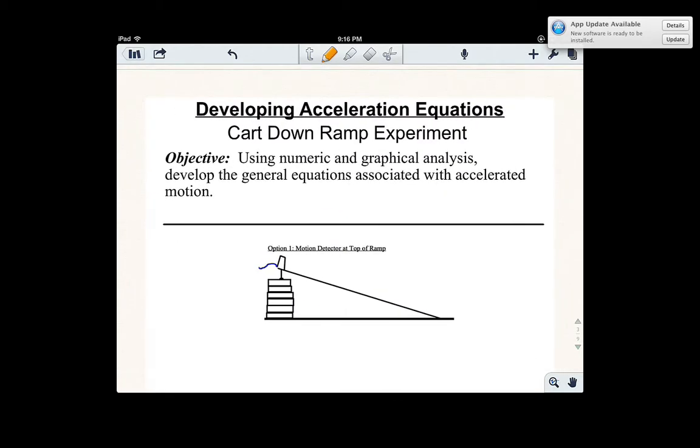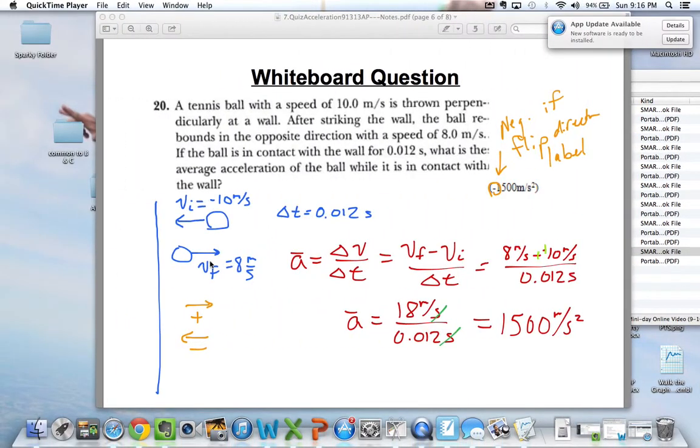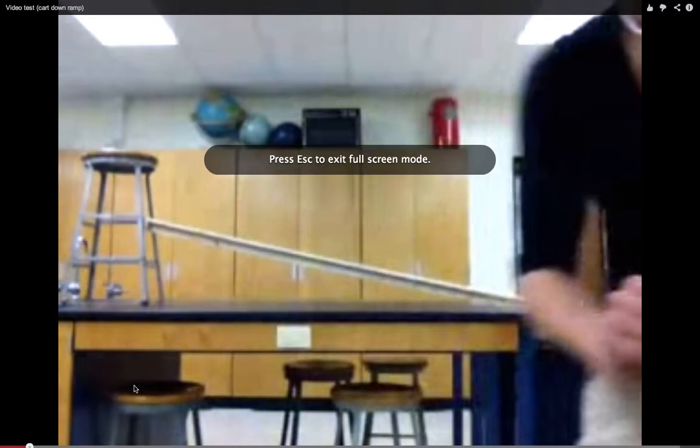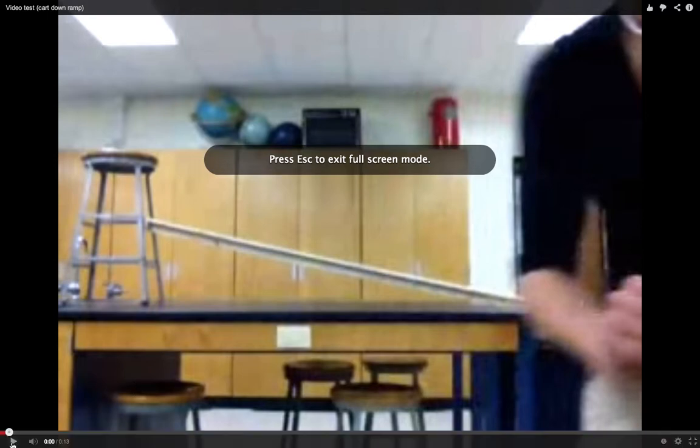Now, I want to show you a little bit about a cart down a ramp experiment. This lab is one that you're not going to be collecting data on, but you're going to be given information, and I want to use it to help us develop the acceleration equations that we're going to be using. So, let me hop over here. I'm going to show you a little video real quick to represent what this looks like with a cart heading down the ramp.